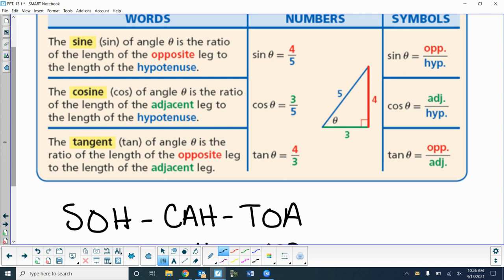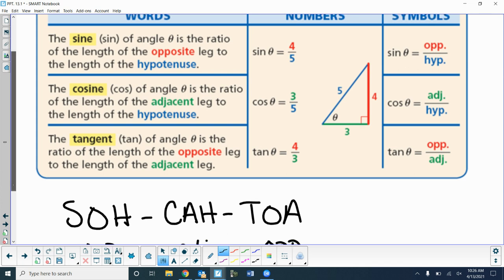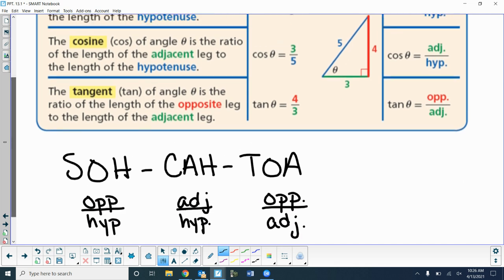So if I label this, if theta was angle A, side A would have been the 4. Side B would have been the 3, and side C would have been the 5. Remember, side C is always our hypotenuse. Okay, is this making sense? Have you had this before? Yeah, I think you have.